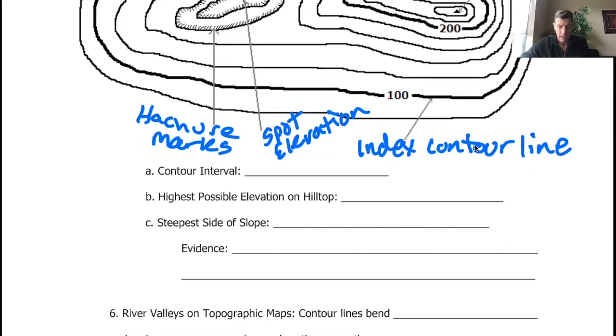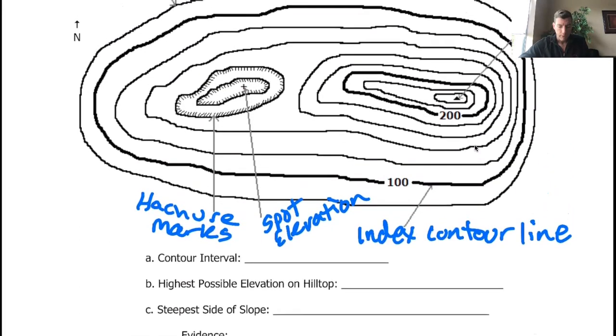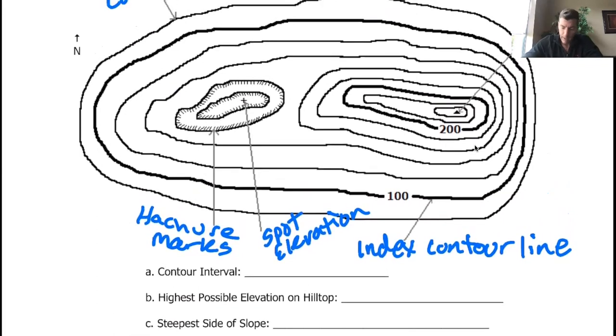The first one is, what is the contour interval? Earlier I told you we have to pick any two lines that are near each other, consecutive, and figure out what the difference is between those two lines. So, how do we do that? I see that we do have index contours that are labeled, so I'm going to use this index contour line, and I'm going to try and figure out how much it goes up or down by between those two lines right there.